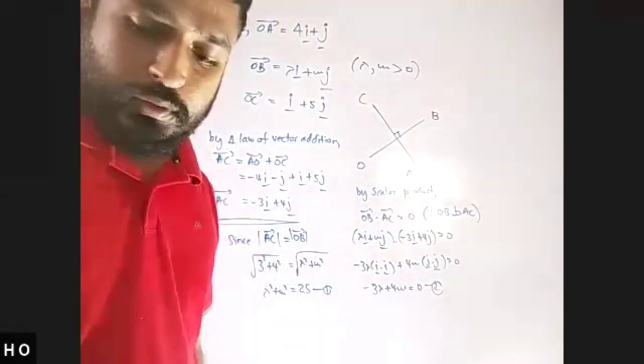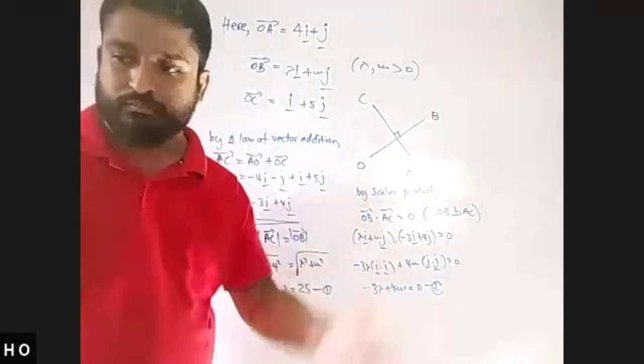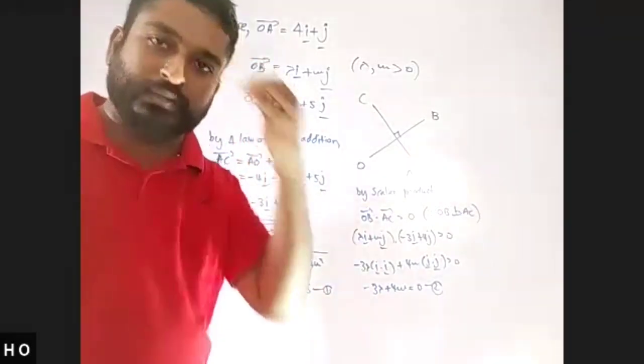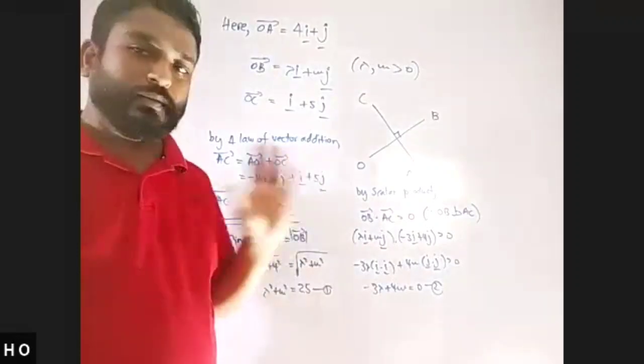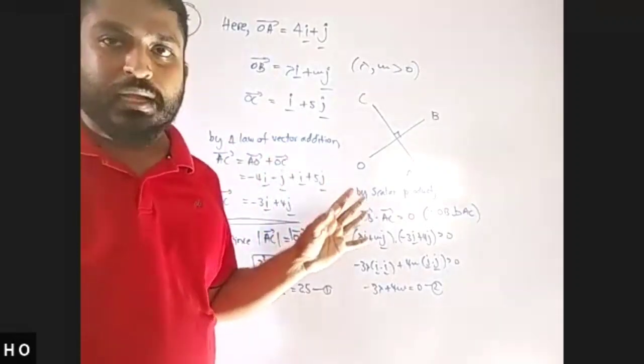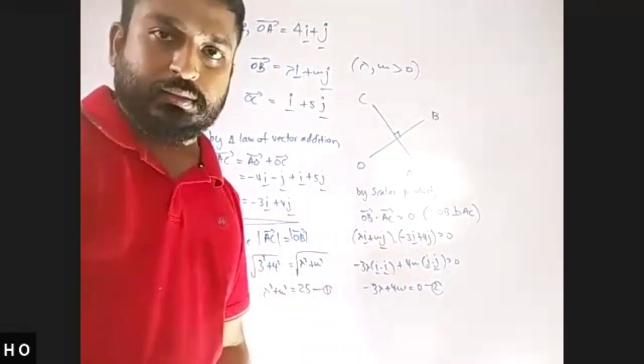I'll give you some time. Those who have done it can refer to the answer and compare the methods. Those who haven't done it, I have given 90% of the answer. You just have to solve 1 and 2 simultaneously to get those values. Do it, please.